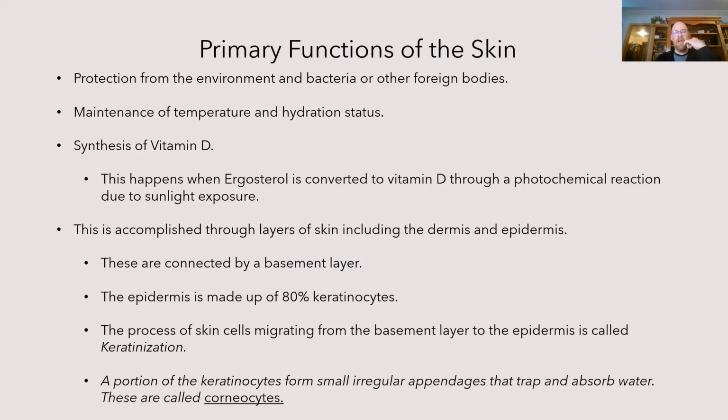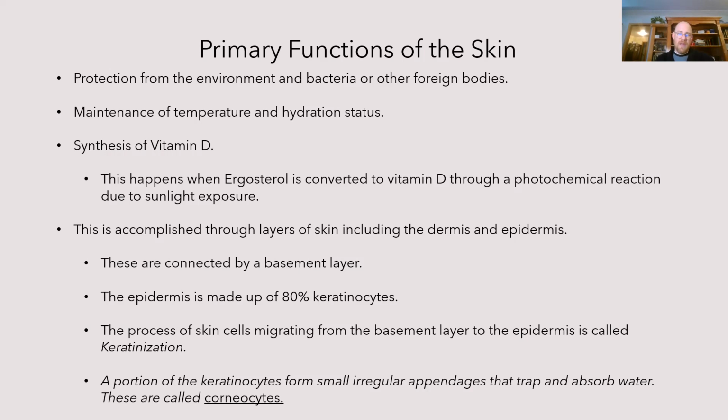Ultimately, this protection of skin and all the functions that the skin serves is accomplished through layers of skin called the dermis and the epidermis. The epidermis is the outermost layer of skin that lies on top of the dermis. They are connected by a basement layer. If we talk about what the epidermis is made up of, 80% of the epidermis is made up of something called keratinocytes. Those keratinocytes, if you can believe it, live basically in the basement layer of the skin, and they migrate to the epidermis. That process is called keratinization.